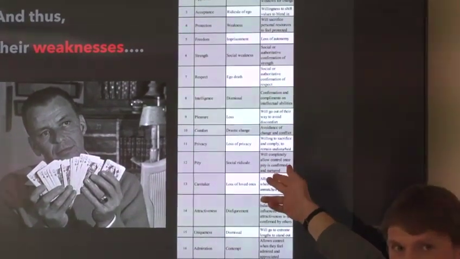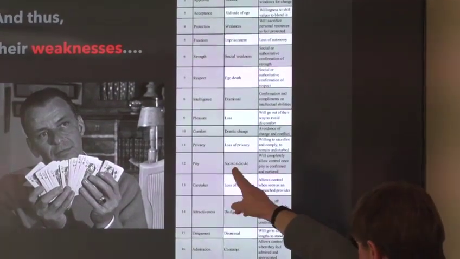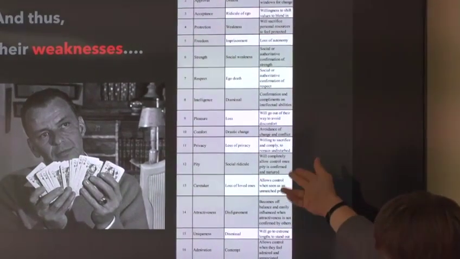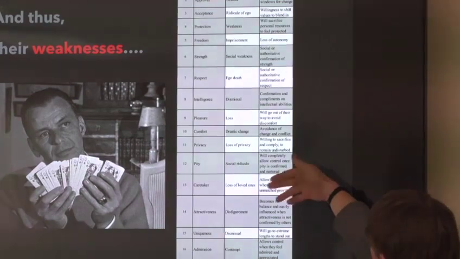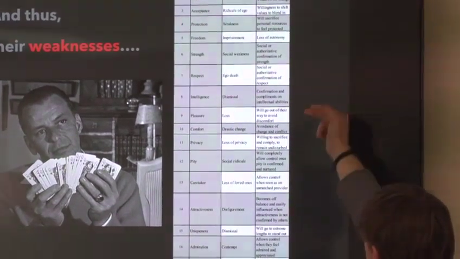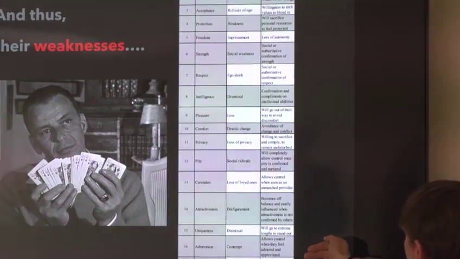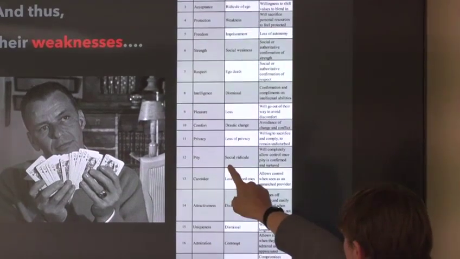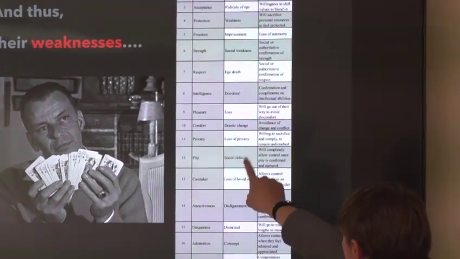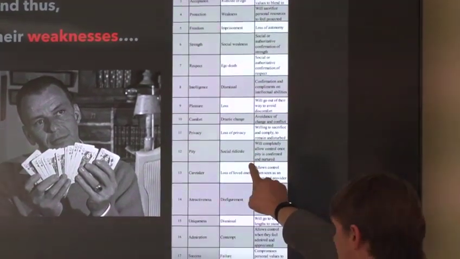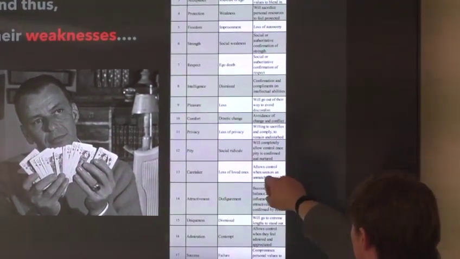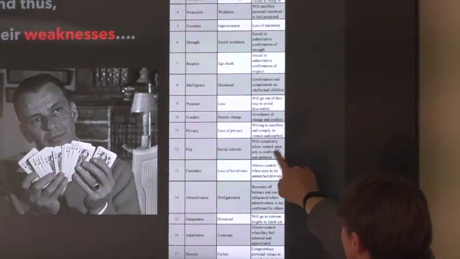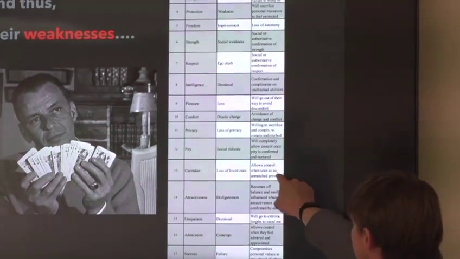Pity, if their need is pity, that's more of a secondary need, then their fear is social ridicule. Some people, their need is privacy, that means loss of privacy. For each one of these, they have a weakness that can be exploited. So if their human need is pity and their greatest fear correlatively is social ridicule, then you can know their weakness is that they will completely allow control once pity is confirmed and nurtured.